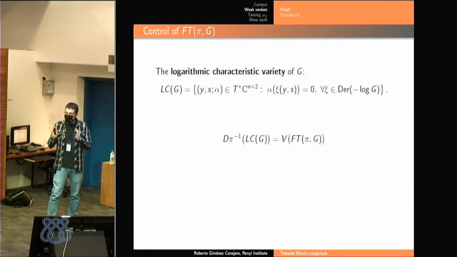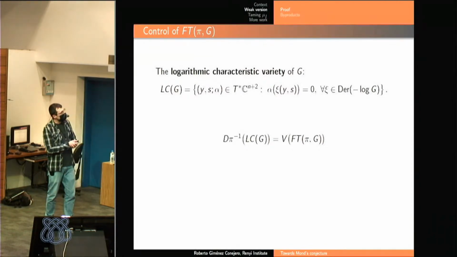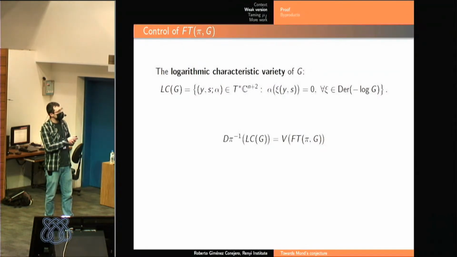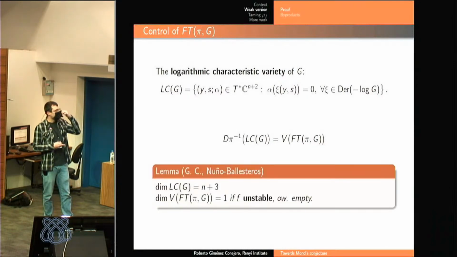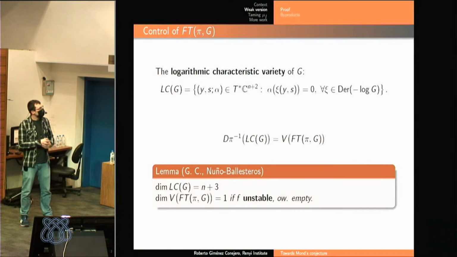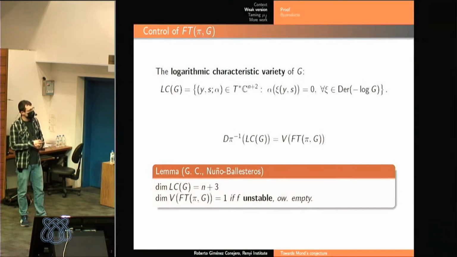So why is this important? This is important because this allows us to control our variety. So you only need to think that this is related to this variety, and this is easier to study. Indeed, we prove that this guy has dimension n+3, and because we have this relation, we can prove that the dimension of this variety is 1. So it is a curve if f is unstable.